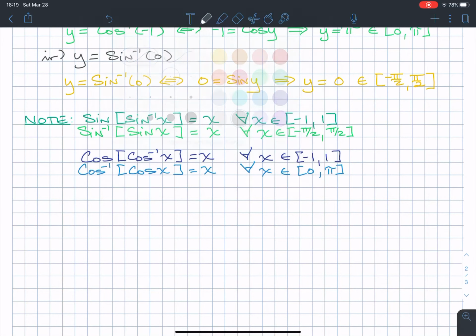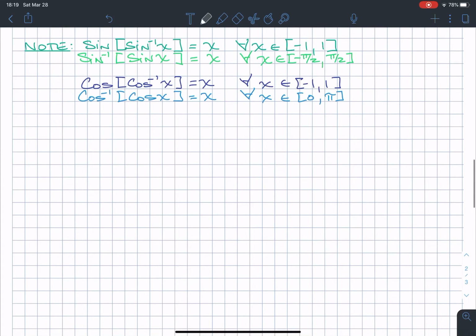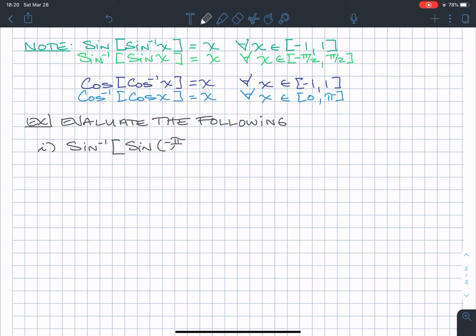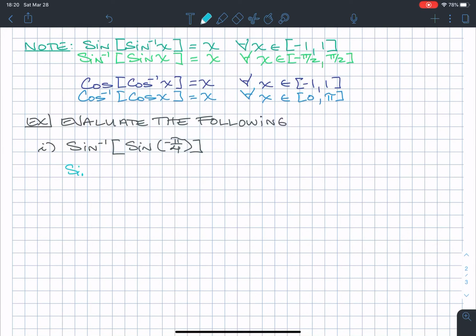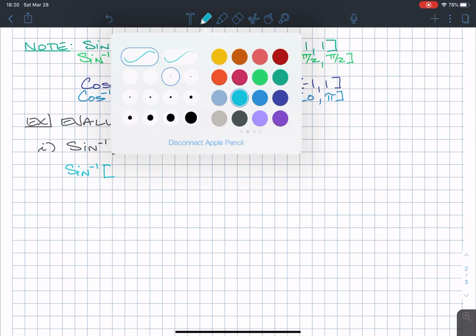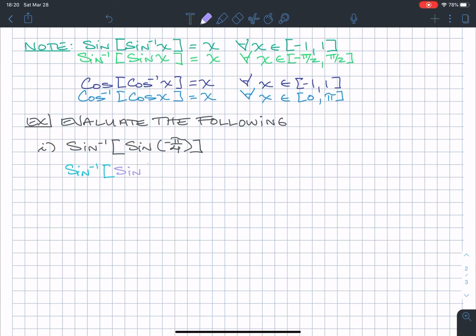Okay, so for example, let's go ahead and evaluate some things. Evaluate the following. Okay, so number 1. Let's say I have sine inverse of sine of, say, -pi/4. So this will be sine inverse of, and let's do regular sine of -pi/4.